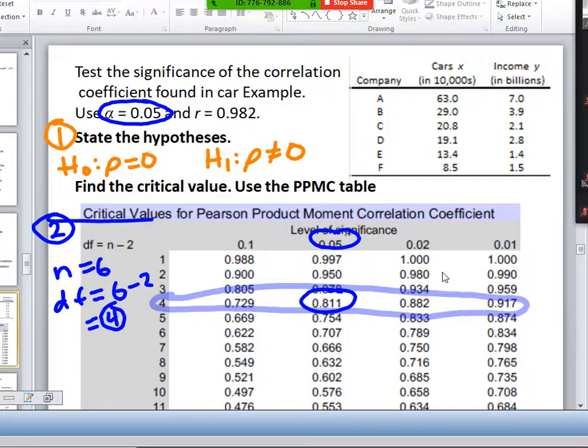Okay, so the first thing you're going to do is state your hypotheses. Again, remember H0 is always, always, always equals. Rho equals 0. No line. H1 would be, there is a line. Rho is not equal to 0.